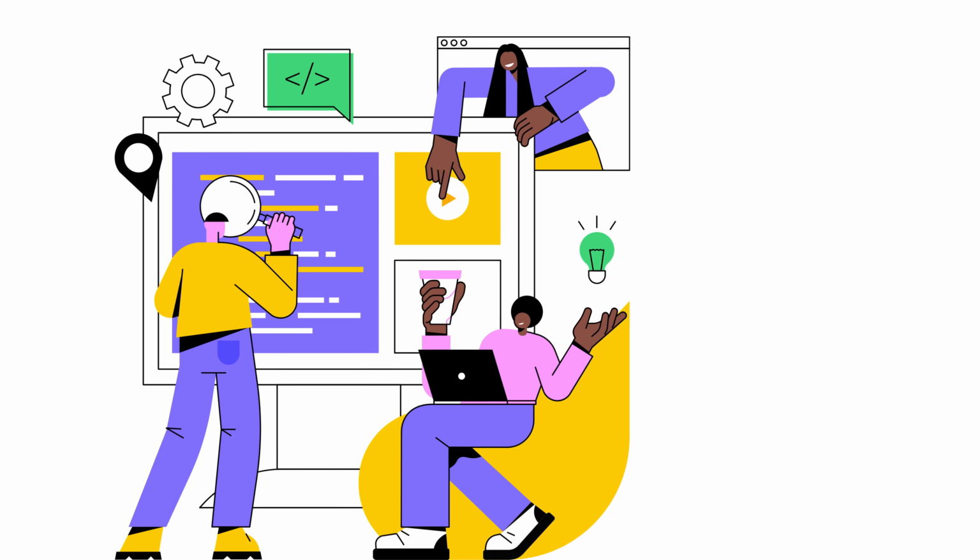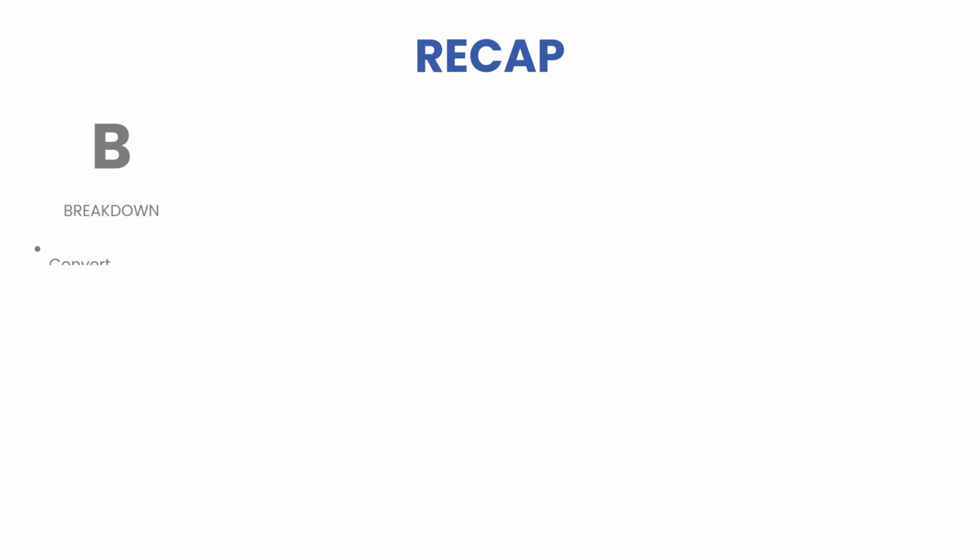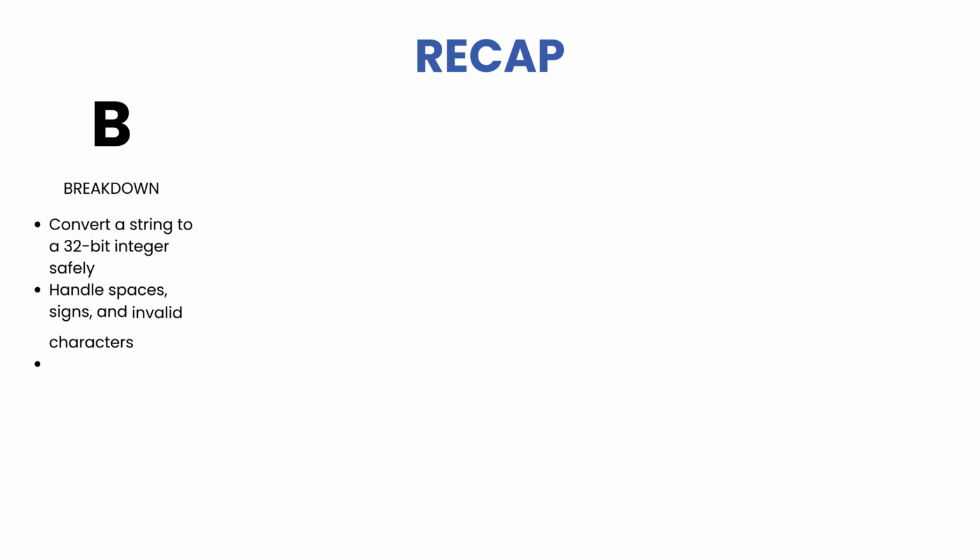So that's our deep dive into string to integer, or the famous atoi challenge, a classic test of precision and control under pressure. Breakdown recap. We started by understanding the task, turning a messy string into a clean 32-bit integer while handling whitespace, optional signs, random junk, and possible overflow. It's all about disciplined parsing and staying within boundaries.